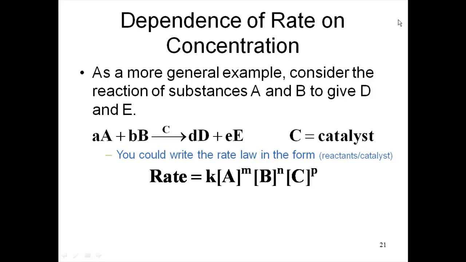That m, n, and p, those are all called the reaction orders with respect to those reactants. Those are determined experimentally. Okay, those are determined experimentally. They don't come from the coefficients of that balanced equation.